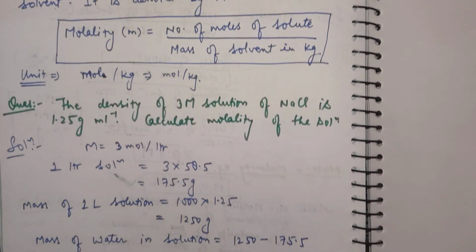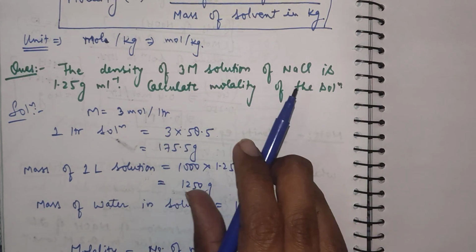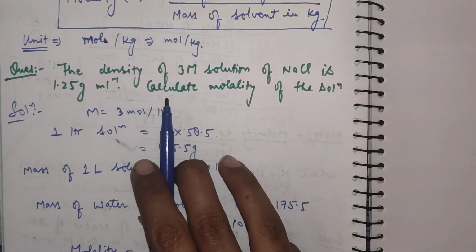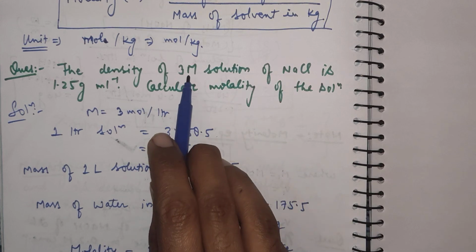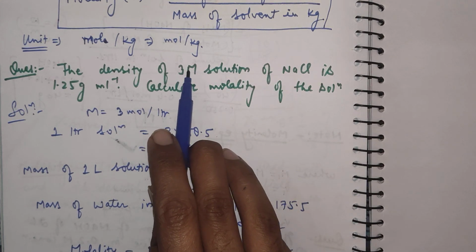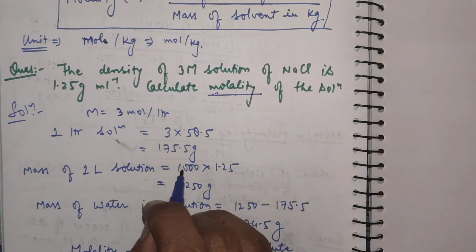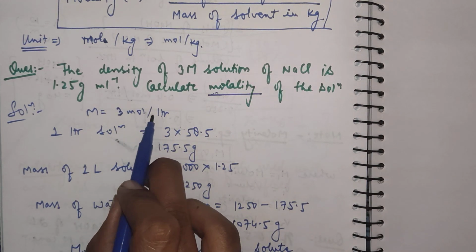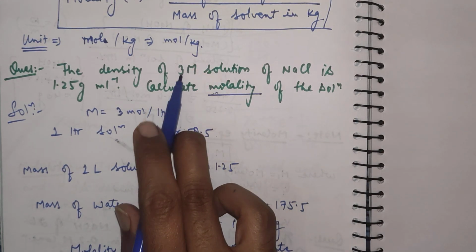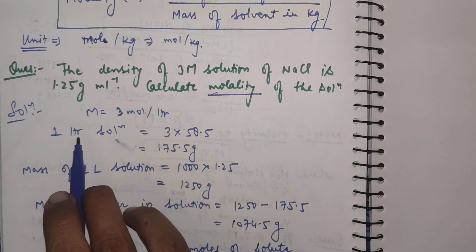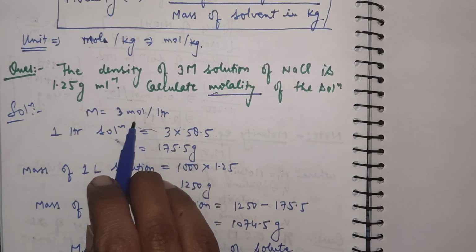So the question based on it: the density of a 3 molar concentration solution of NaCl is this. Calculate the molality of the solution. It means molar concentration is given, and we have to calculate molality. So M is equal to 3 mole per liter. We can write capital M just like mole per liter. So per liter means in 1 liter there are 3 mole.